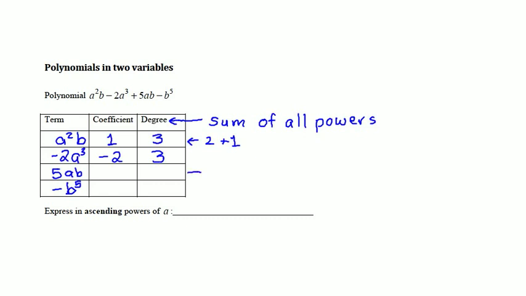For 5ab, that's a to the power 1 plus b also has a power 1, so I'm going to get a degree of 2 when I add those together, a coefficient of 5. And minus b to the 5th only has the b variable, so I'll just go ahead and take the power of 5 for the degree, and this has a coefficient of negative 1.